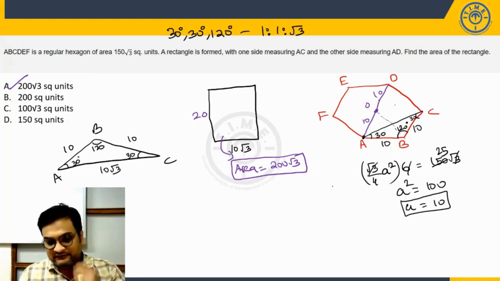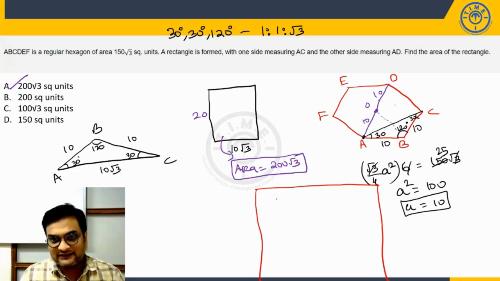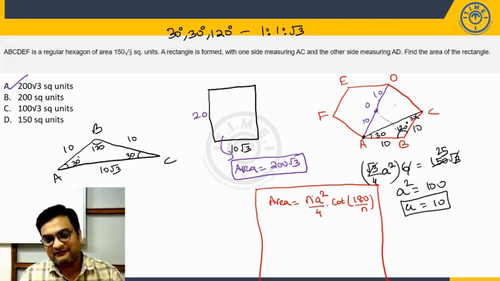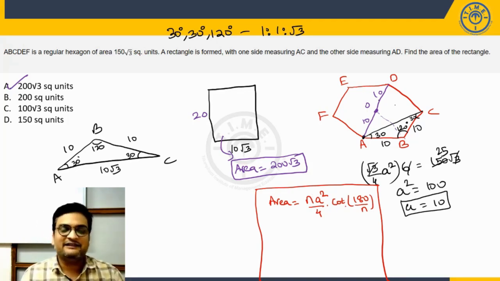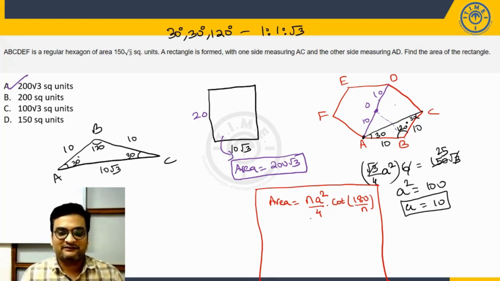Alright, there's a small point I would like to highlight here. In a regular polygon, there is a formula that we can make a note of. The area of a regular polygon is given as n into a square by 4, where a is the side length and n is the number of sides, into cot 180 degrees by n. In this particular formula, if you put n equal to 6, which is the number of sides for a hexagon, you will get the area of the hexagon that we got here. This is a direct formula that could have been used in this particular problem.